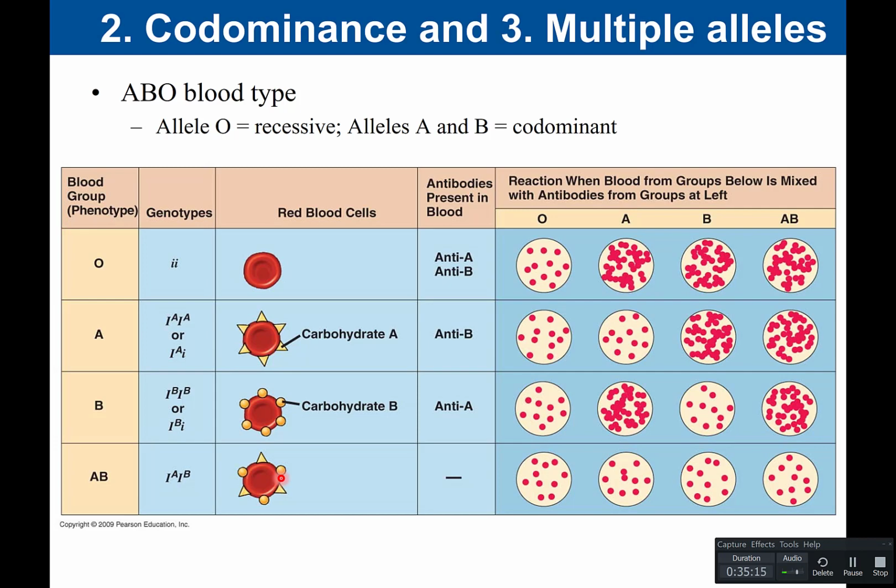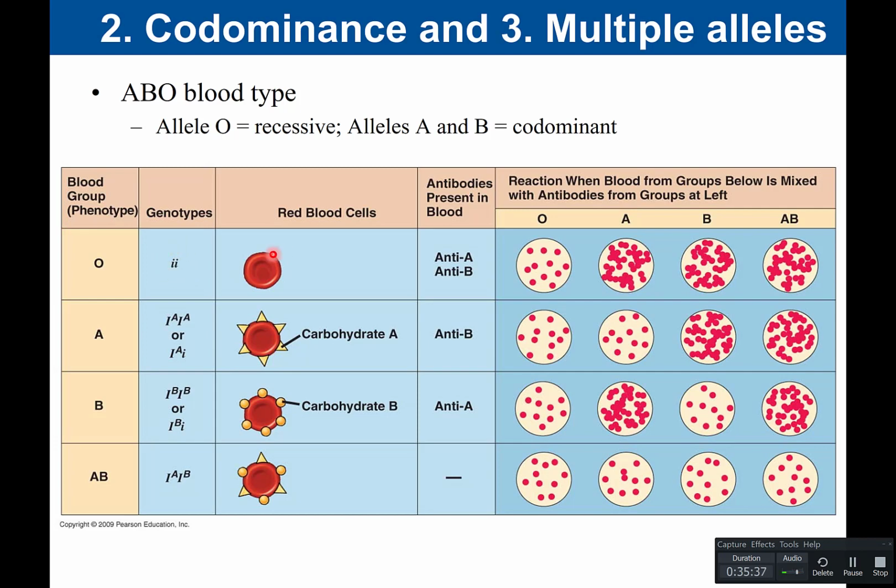That's different again than incomplete dominance, where it's in between. This is not in between. This is you're seeing both. So let's walk through it. The O allele is recessive, so the only way that you can be blood type O is to be little i, little i. Little i is going to give O blood type.